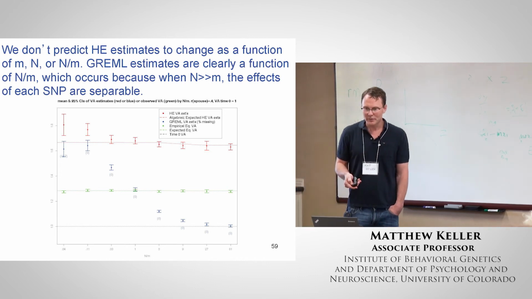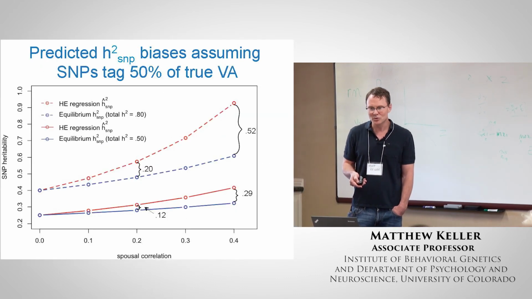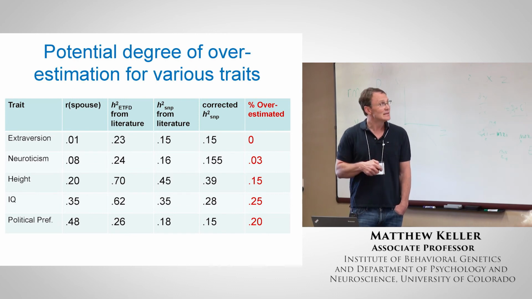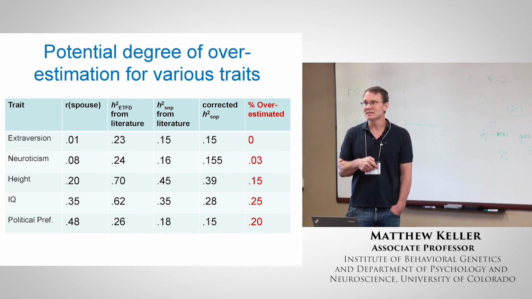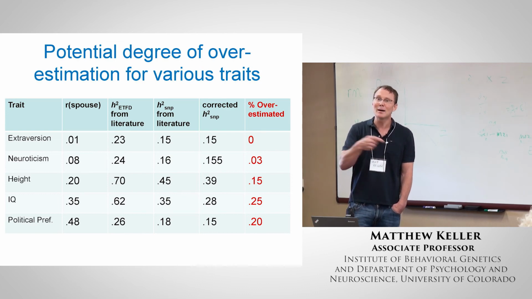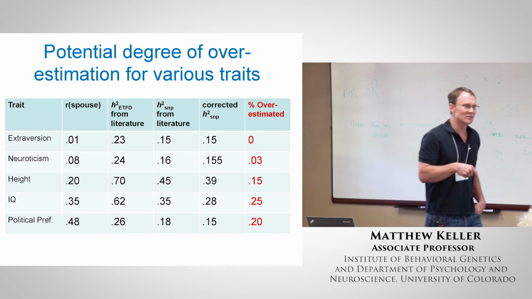But the long and short of this is that assortative mating will create biases in these estimates, and how big these biases are is not necessarily trivial. For IQ, we expect those to be overestimated by about 25%. This does not account for the effects of natural selection, which would work in the opposite way.